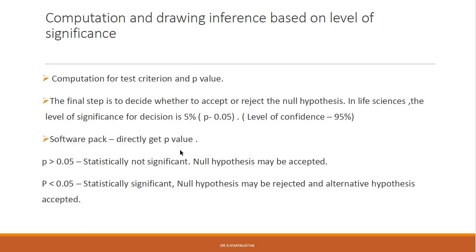So, when we directly get the p-value in a software pack, if we get the p-value greater than 0.05, we will say that there is no statistically significant difference and the null hypothesis will be accepted. But when we get a p-value which is less than 0.05, we will say there is a statistically significant difference and the null hypothesis may be rejected and the alternative hypothesis may be accepted. So it is based on 5% level of significance in life sciences.